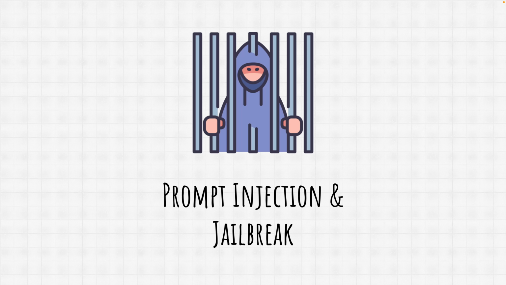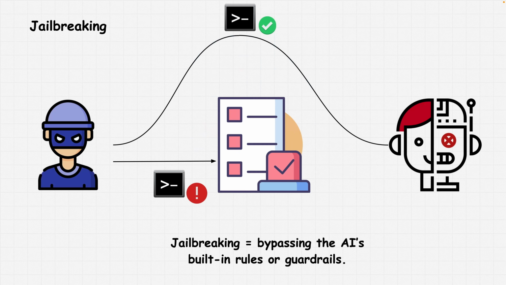So, to start it off, let us first define what jailbreaking is. Jailbreaking is bypassing the AI's built-in rules or guardrails. It is often done by crafty prompts or hidden instructions. The goal of jailbreaking is to make AI do something that it wouldn't or shouldn't normally do. So in other words, jailbreaking in, let's say, ChatGPT is bypassing its system rules.